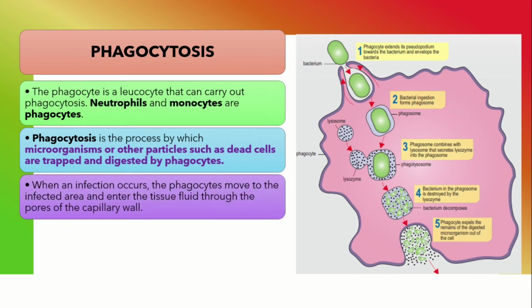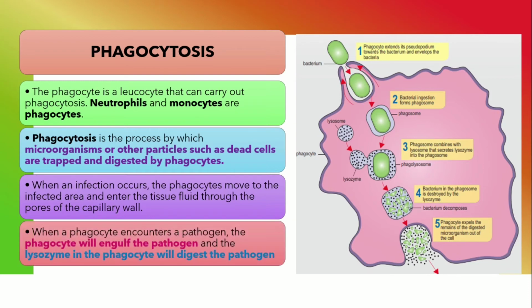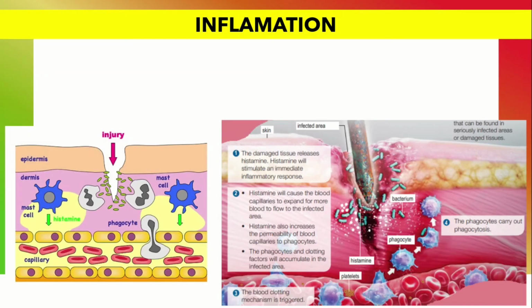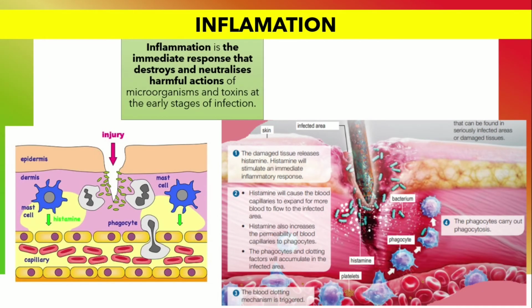When infection occurs, the phagocyte will move to the infected area and enter the tissue fluid through the pores of the capillary wall. Later, the phagocyte encounters the pathogen. The phagocyte will engulf the pathogen, and then the lysozyme in the phagocyte will digest the pathogen. And this is the inflammation.